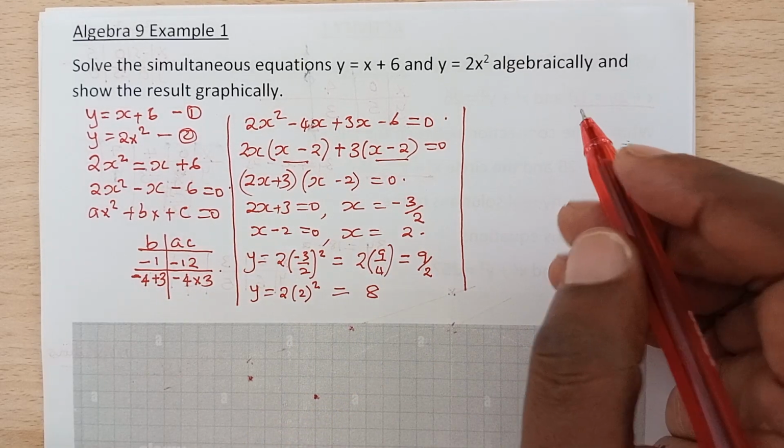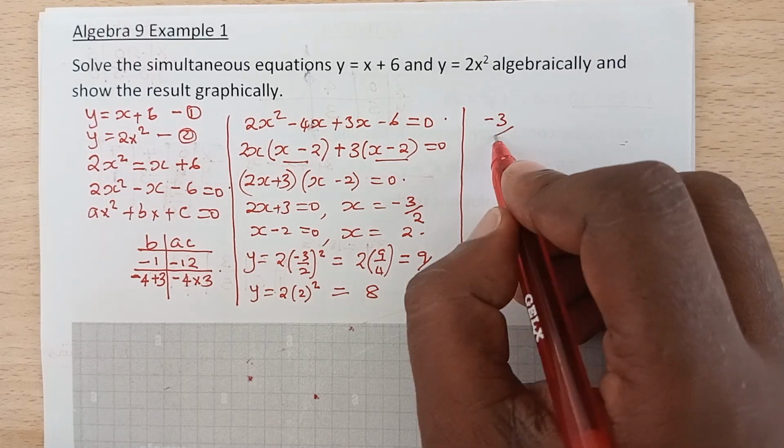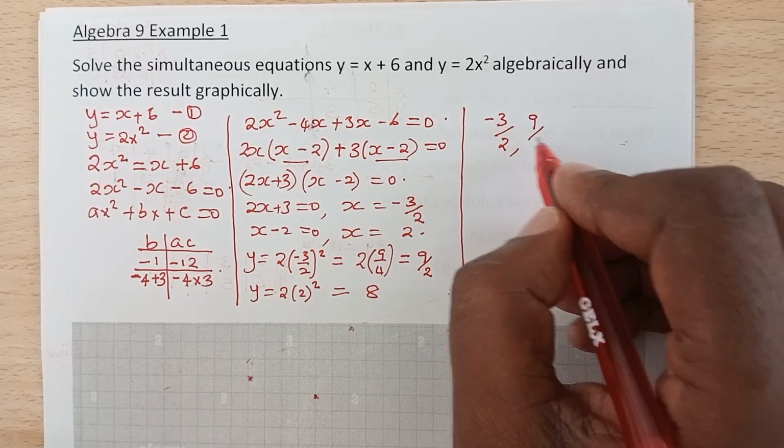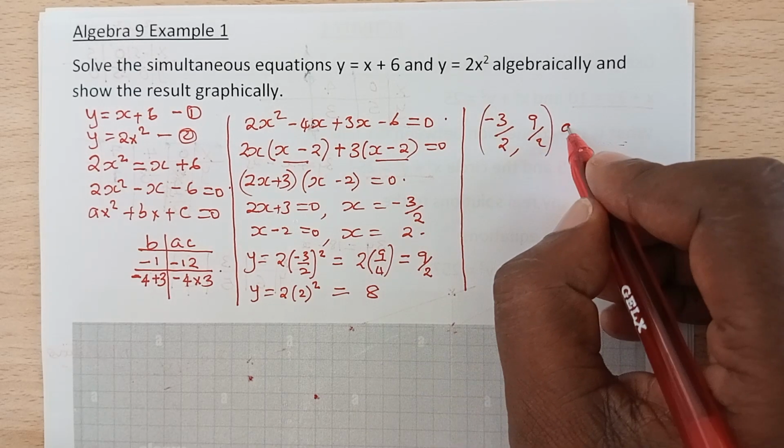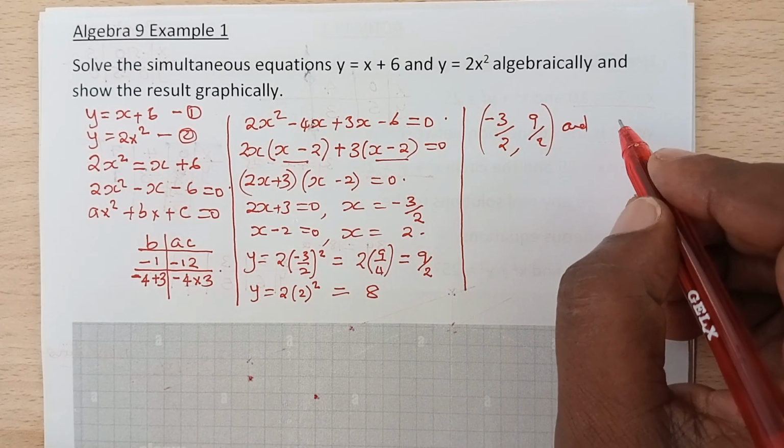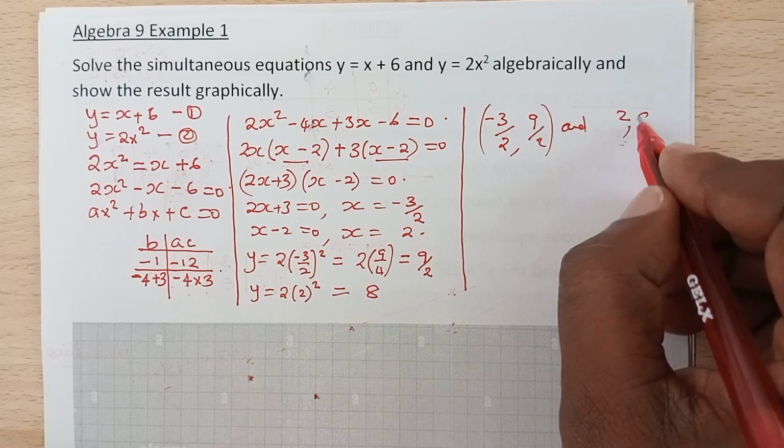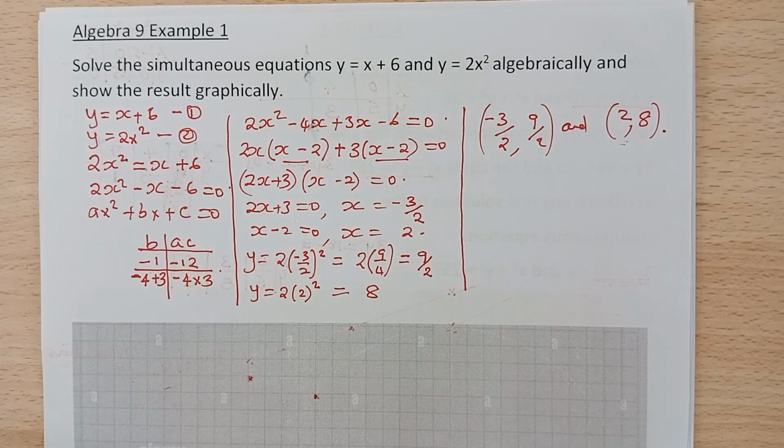So we have the coordinates (minus 3 over 2, 9 over 2) and (2, 8). Those are the points of intersection of the two graphs. If we solve this equation graphically, those are the solutions. Incidentally, we are also told in the question to show the results graphically.